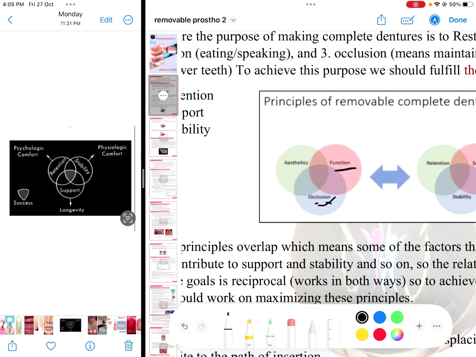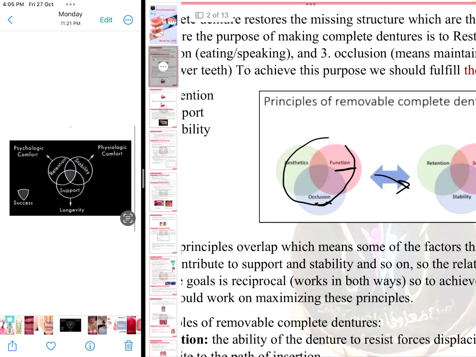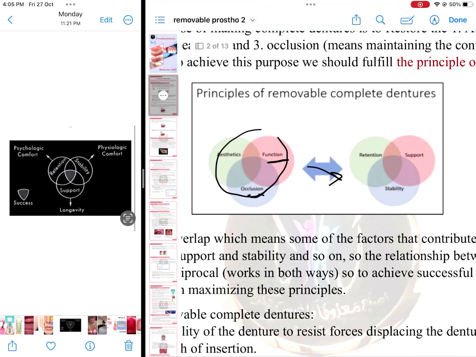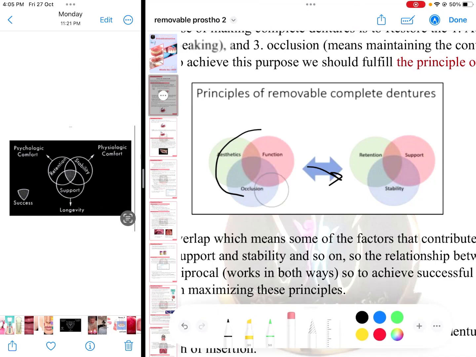So to achieve these purposes we have to follow some principles. Okay, the principles اللي عنا إياهم هنا are retention, support and stability, and now we will talk about them in detail, the three terms. Okay, so we have to fulfill these three principles. Like as we can see in this picture, the purposes or the principles, they are overlapping, right? They are overlapping together هون بالمدى.